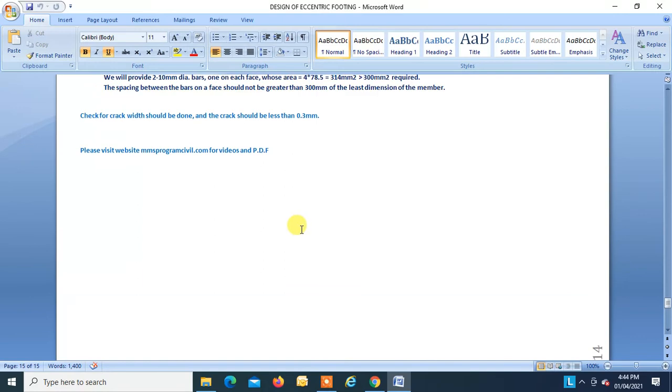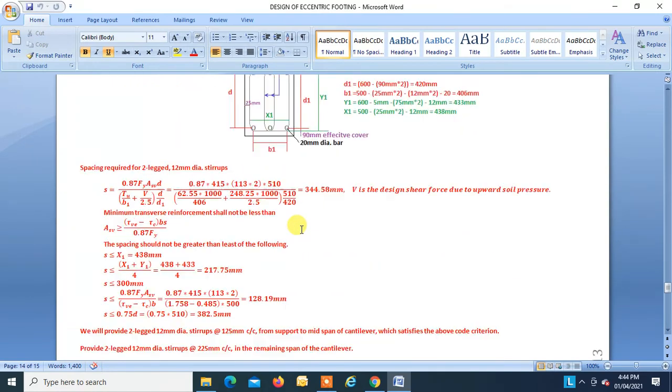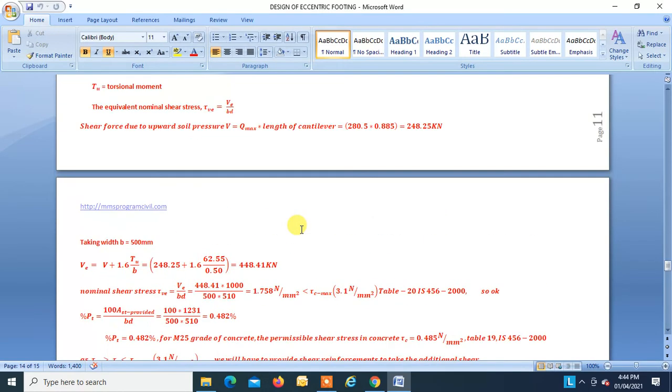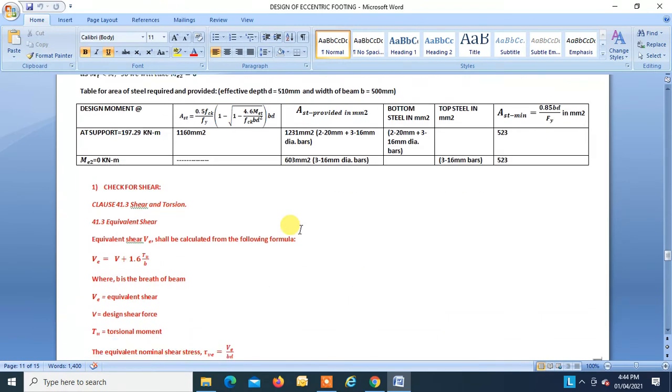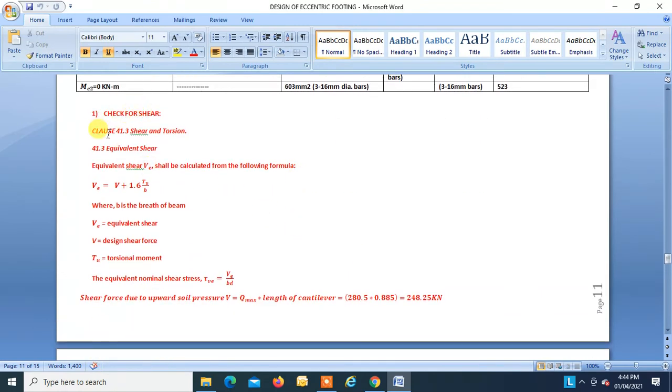So now the next step is we have to do the check for shear, right? Check for shear. According to clause 41.3, the code says equivalent shear Ve shall be calculated by the following formula. Ve is equal to V plus 1.6 Tu by b. V we have to find. So how to find V?